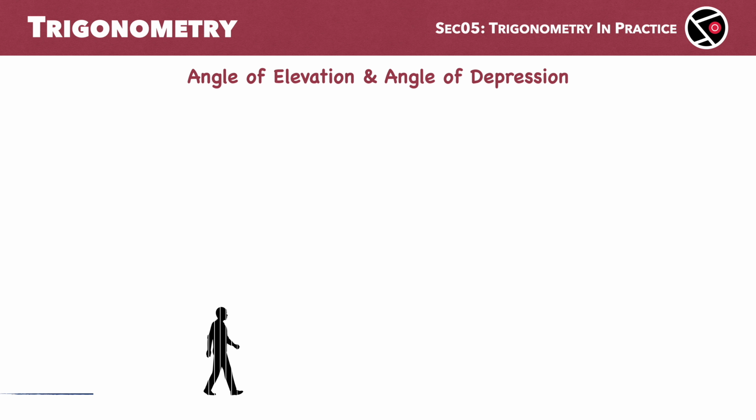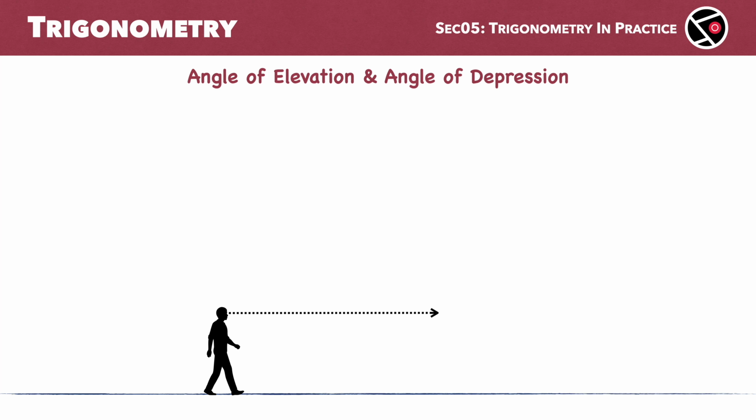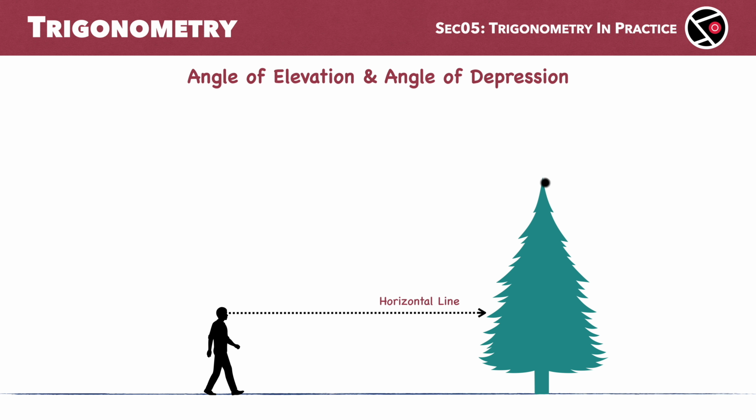Imagine you're walking through a park. Most of the time, you look straight ahead. This line of sight, parallel to the ground, is called the horizontal line. Then you notice a bird sitting on the top of a tree. Your line of sight moves upward from the horizontal to the bird. The angle between your horizontal line and this upward line of sight is called the angle of elevation. Let's call this angle A.